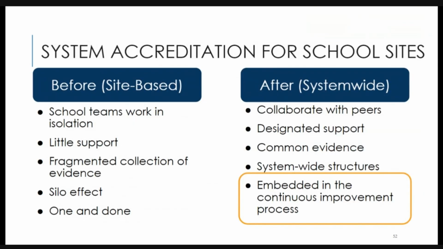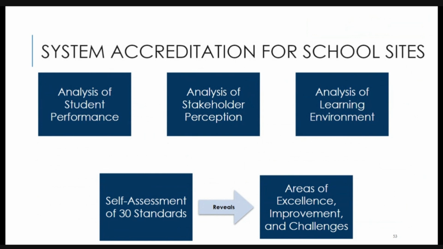Speaking of the plan of operation, this summer school principals attended professional learning sessions to understand the shift from individual site-based accreditation to system-wide accreditation. During these sessions, it was emphasized that accreditation work is embedded in the continuous improvement process. School teams will complete a self-assessment of 30 Cognitive standards to identify areas of excellence, improvement, and challenges, as data is analyzed in 3 key areas: student performance, stakeholder perception, and the learning environment.